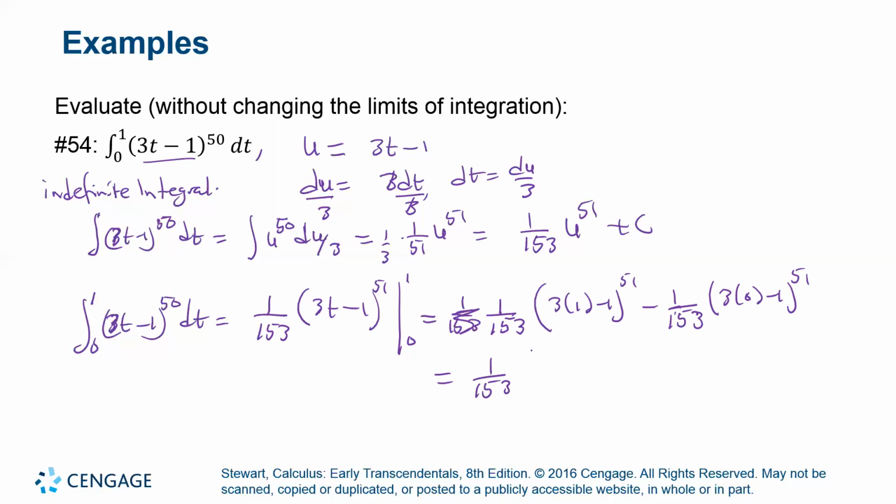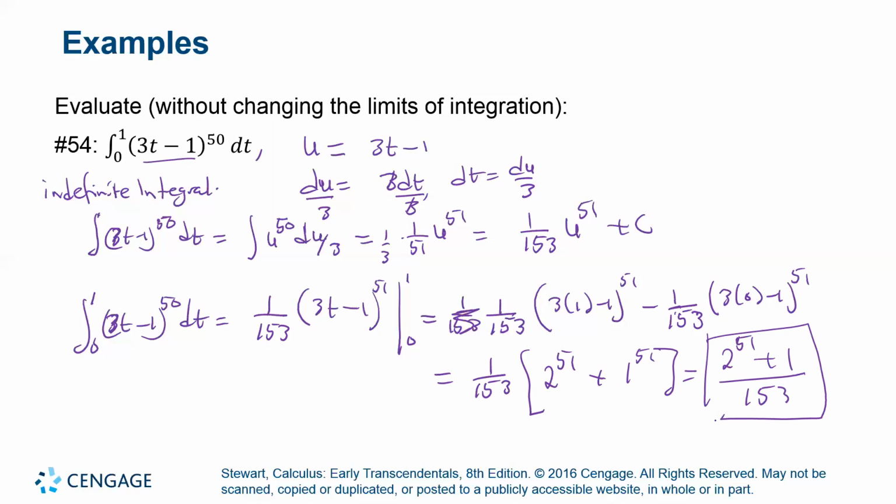We can bring that outside, and then this will give us 3 minus 1, which is 2. So that's 2 raised to 51. And then minus, if you have minus, that will be plus 1 raised to 51, because that's odd. So basically you have 2 raised to 51 plus 1 divided by 153. Okay, so you can approximate that.